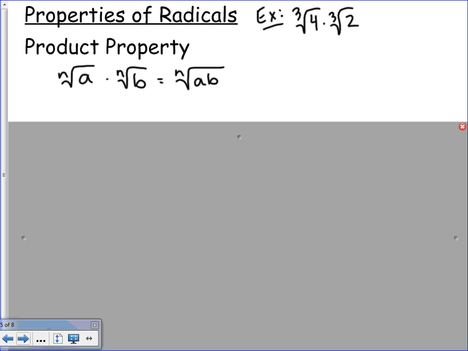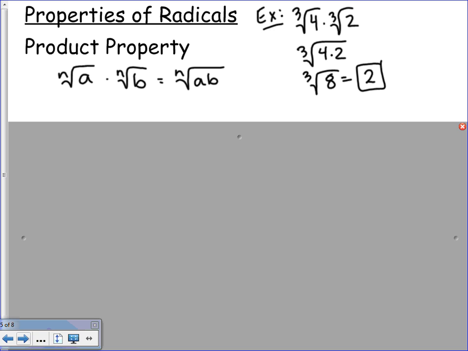Sometimes say, oh, there's 2 cube roots that are getting multiplied together. I'll keep the cube root, and I'll multiply 4 times 2. So that's the cube root of 8, and the cube root of 8 is equal to 2. So you can evaluate it without a calculator, even though if we use the calculator to do the cube root of 4, we'd get a decimal answer. Same for cube root of 2. But when we use the property, we get a nice answer there.